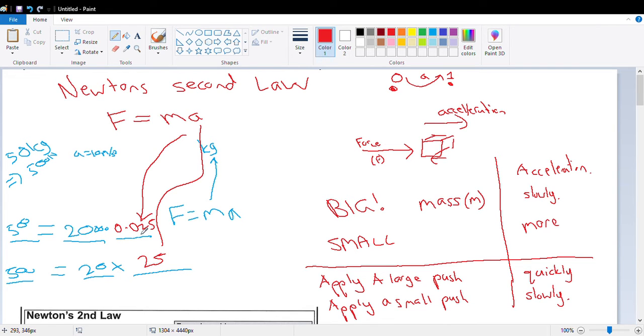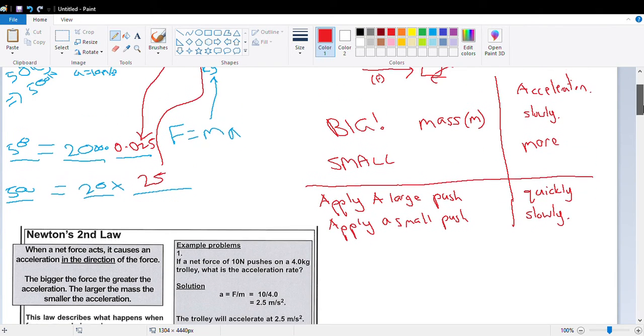And hopefully the reason for that is common sense. This object is much less in mass compared to the original, so it's a lot easier to accelerate it, which is why this number is so much larger than this number. This object weighs less, so it's easier to accelerate it. This object has more mass, so it accelerates more slowly.